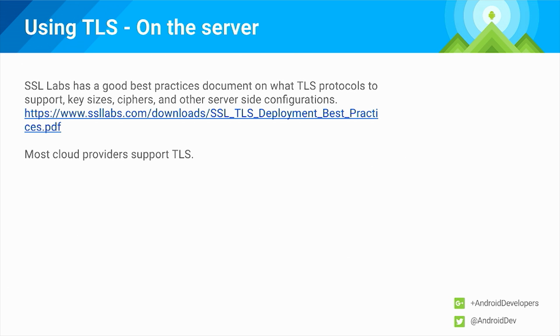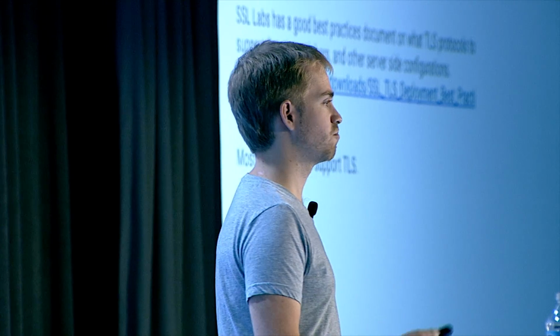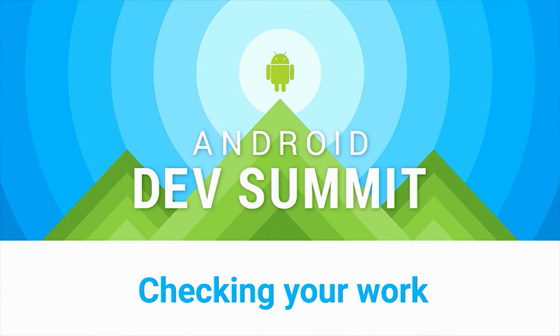So on the server, now this is probably the hard part for a lot of you, and unfortunately I'm going to skip over it because I have 45 minutes, and this is a really big subject. If you're setting it up on your own server, SSL Labs has a really good best practices for deployment document. I highly recommend you read it. And generally, if you're just using some cloud service for your backend, everybody has pretty good TLS support nowadays. So use it.